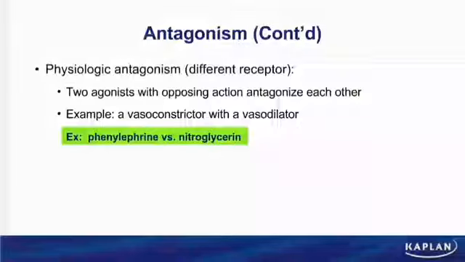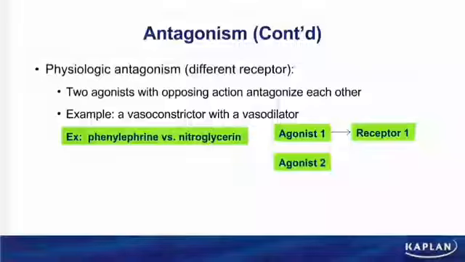So let's draw a diagram. Agonist 1 stimulates its own receptor. Agonist 2 stimulates its own receptor, and those two receptors oppose each other. And that's what we call physiologic antagonism. You can probably think about maybe the best example, which is the autonomic nervous system. Isn't it true that the sympathetic nervous system opposes the parasympathetic nervous system? Each of those systems uses its own neurotransmitter and different receptors to cause that effect, and they oppose each other.